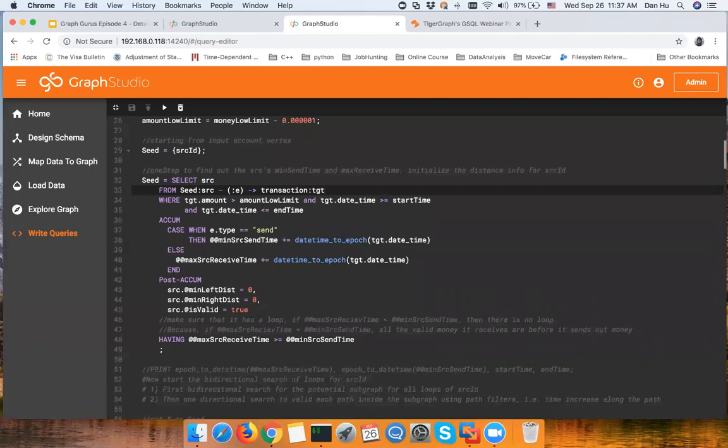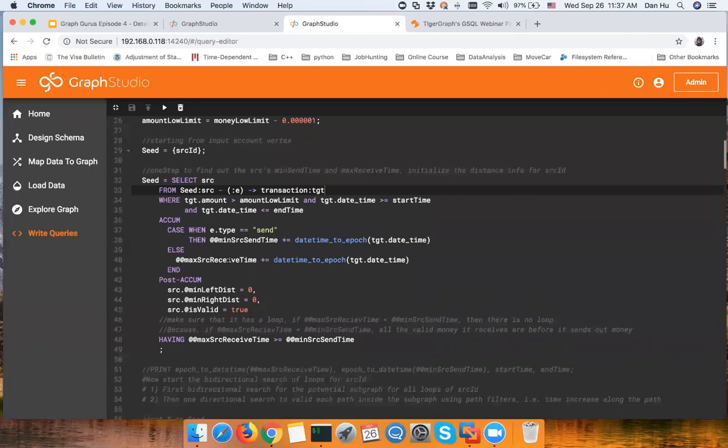In this block, we collect the information of the min source send time and the max source receive time. That means all transactions starting from these nodes must be bigger than this timestamp. Or else, transactions happening before this timestamp are not important. Because in the loops, other vertices will have other transactions. We don't care about those transactions. We only care about the transactions that form a loop for the source. So we have a min source send time, and the same thing for the max receive time.